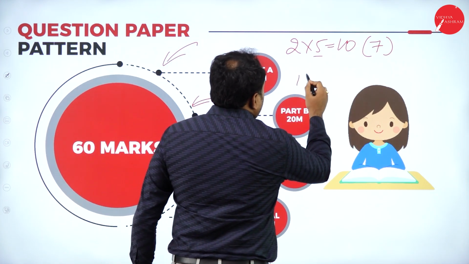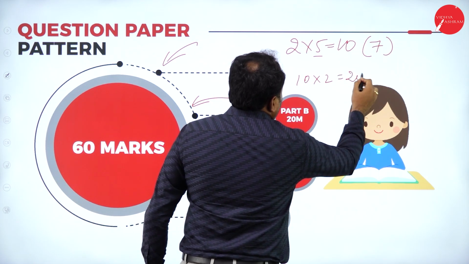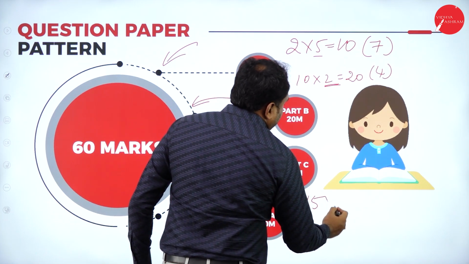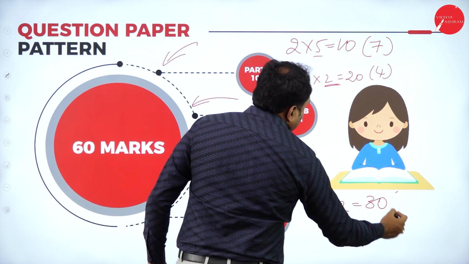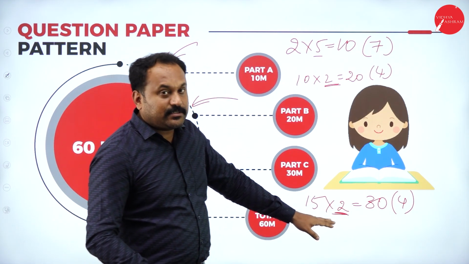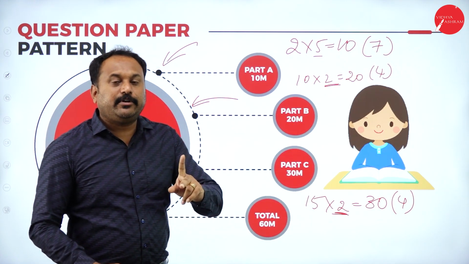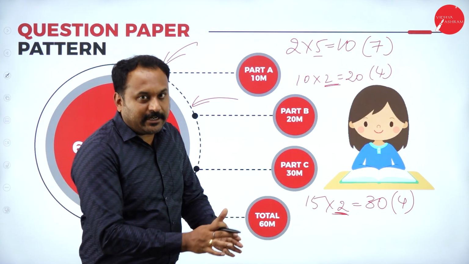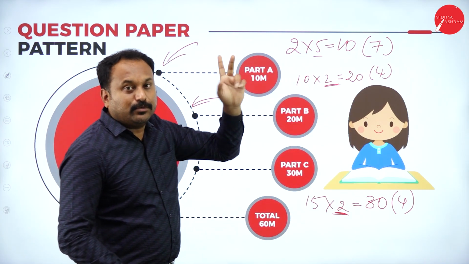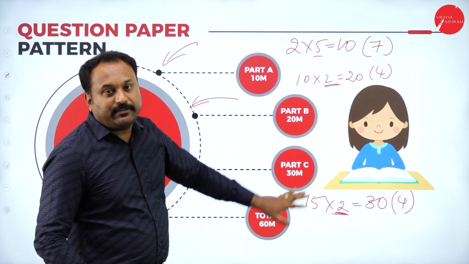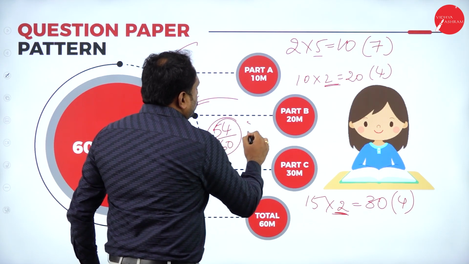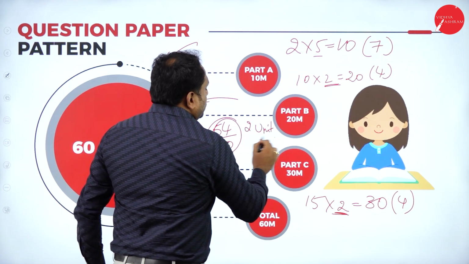In part B, it is 10 into 2 is equal to 20, where you will get 4 questions and you should write only 2. And the last one is 15 into 2 is equal to 30, where they're going to ask 4 questions and you are supposed to write 2. So try to understand: just 2 chapters, if you study for 15 marks and for 10 marks, easily you can score 30 plus 20 is 50. And for part A, if you answer 2, you will get 4 marks. So it is totally 54 out of 60 only by studying 2 units.